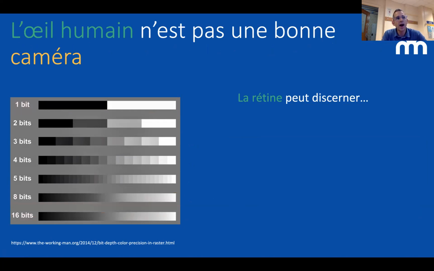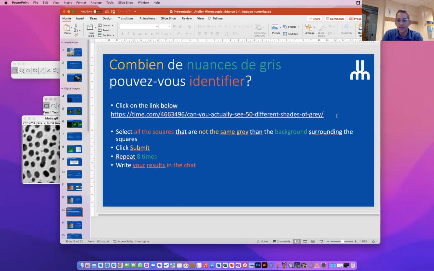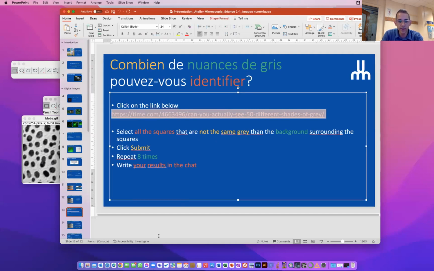The retina, your eyes, can discriminate quite a number of gray levels. But actually, there is a controversy about the number you can discriminate. So I made an ocular test for you. I'm gonna put this link in the chat. I want you to click on the link.